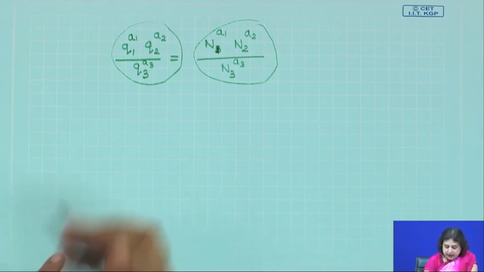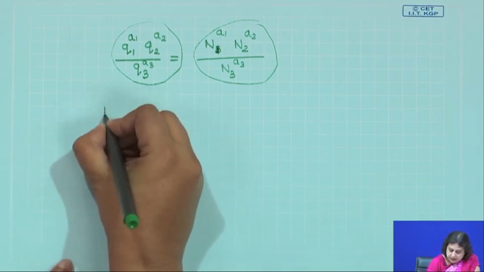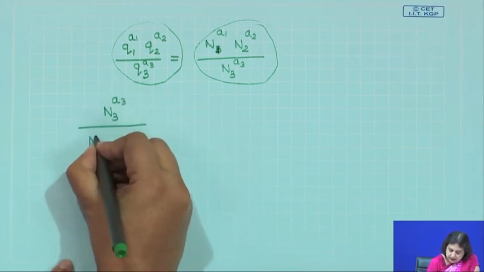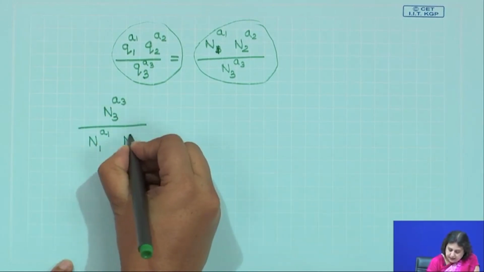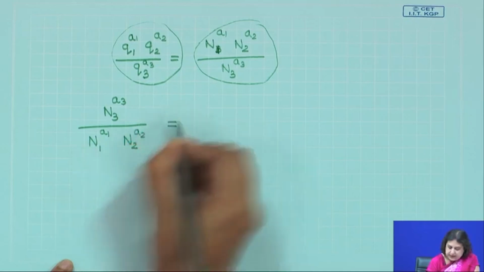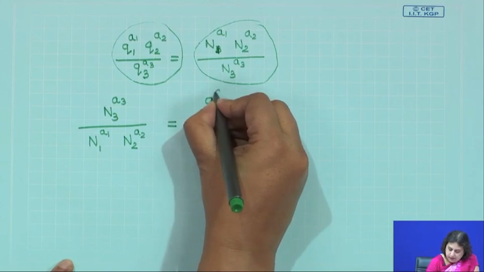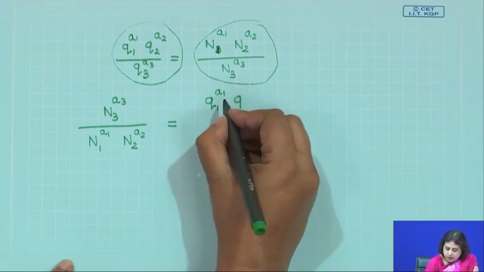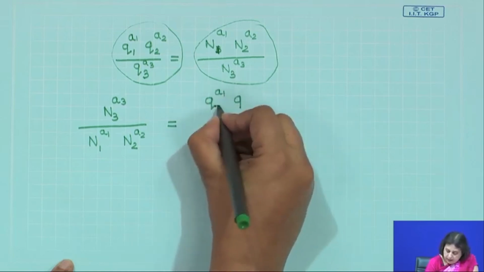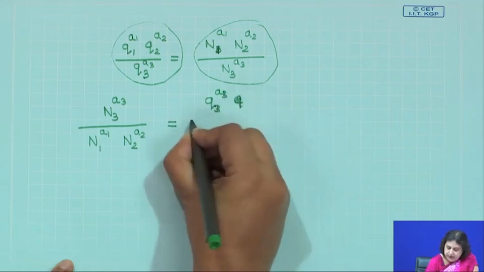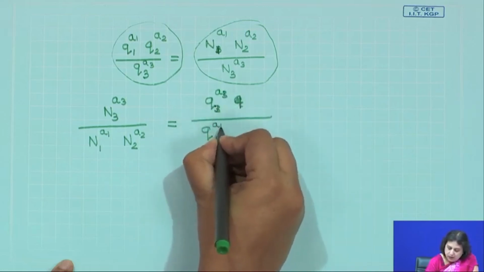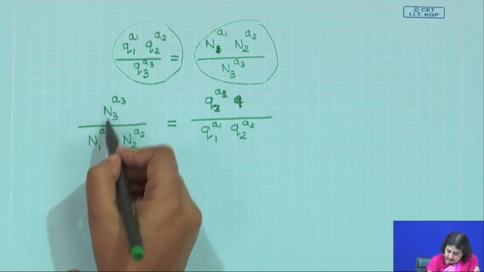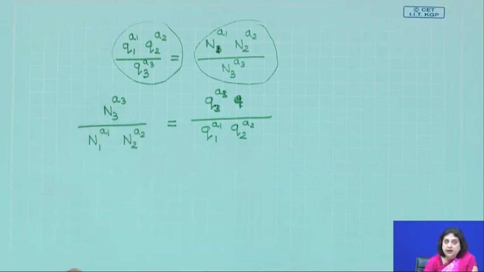So, what I am going to do is look at what happens to this term n3 to the power of a3 divided by n1 to the power of a1 and n2 to the power of a2. So, this is given, at equilibrium, by this relationship. Okay. So, that is going to be given by q3 to the power of a3 divided by q1 to the power of a1 into q2 to the power of a2. Clear? Now, I divide each of these quantities by V.